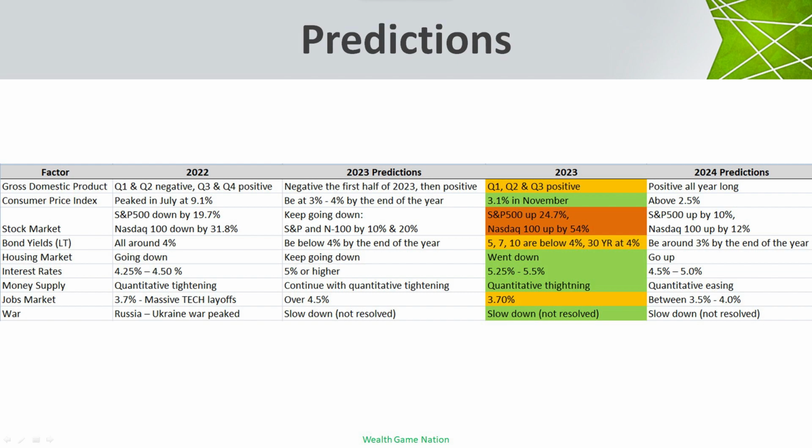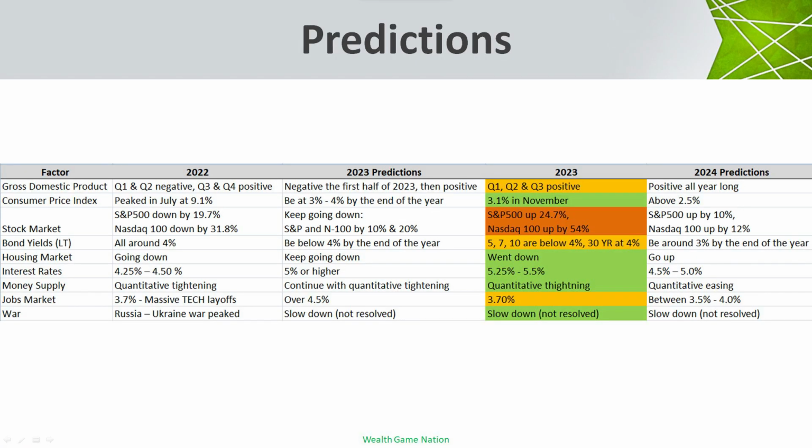Now, if you look at the GDP, I have predicted that the first half of the year will be negative and then it will be positive. Everything so far has been positive and I believe the Q4 will also be positive. So as this is the first metric and I'm just getting warmed up, I gave myself a yellow rating. Next is the CPI. Last year, I predicted that by end of this year, we will have around 3 to 4% CPI. And look at that, the CPI reported in November was 3.1%.